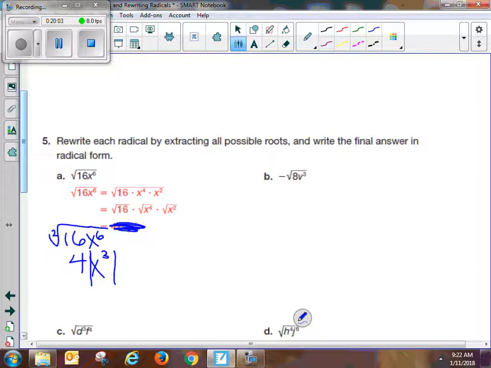Okay. Now the next one. The negative's on the outside. That's the only place it could be. It's the 8 that was messing people up, and then the v cubed that was messing other people up. We need to break up 8. This is what I was thinking I was doing before. Square root of 8. Do you remember before we said square root of 8 is like square root of 4 times 2? And then you guys were kind enough to tell me that that meant a 2 and a root 2.